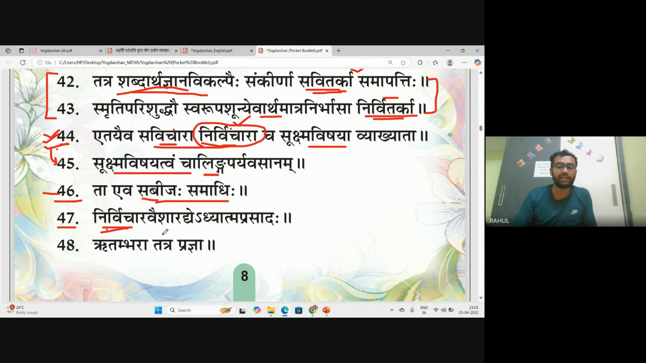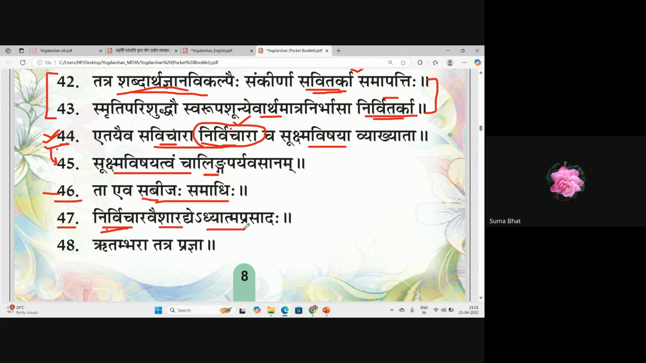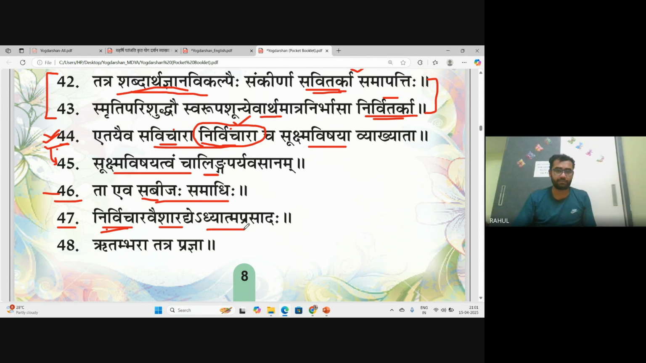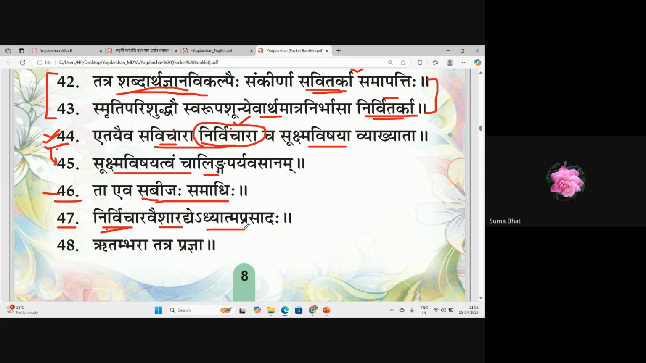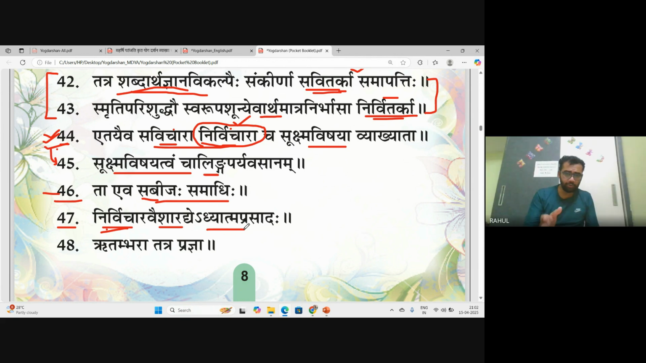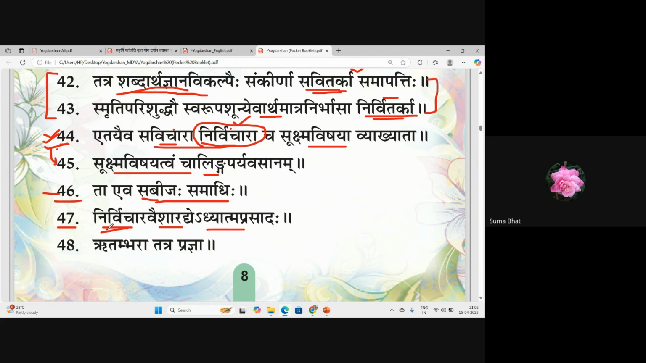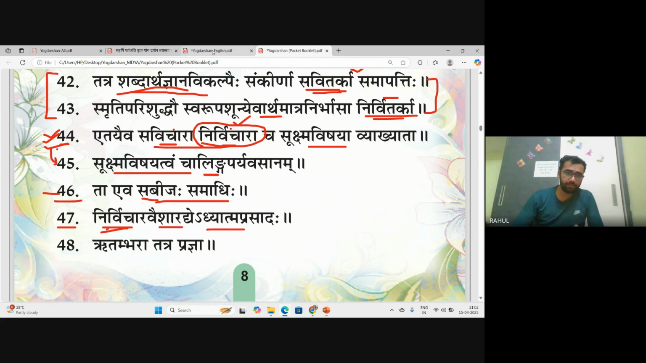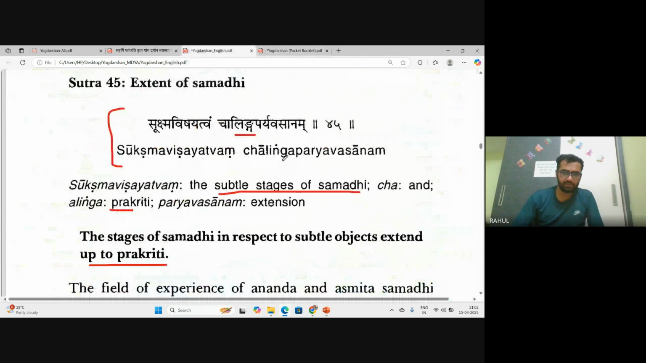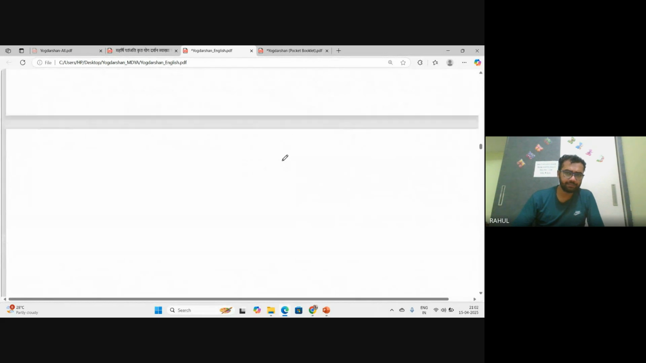Nirvichara Vaisharadye. The highest level of samadhi defined by Patanjali means Nirvichara Samadhi, in this context only. Out of these four, Nirvichara is the highest, okay? Fine. That's why Dharmamegha Samadhi is something like Nirvichara. So here he is telling the benefits, which kinds of benefits the yogi will attain.